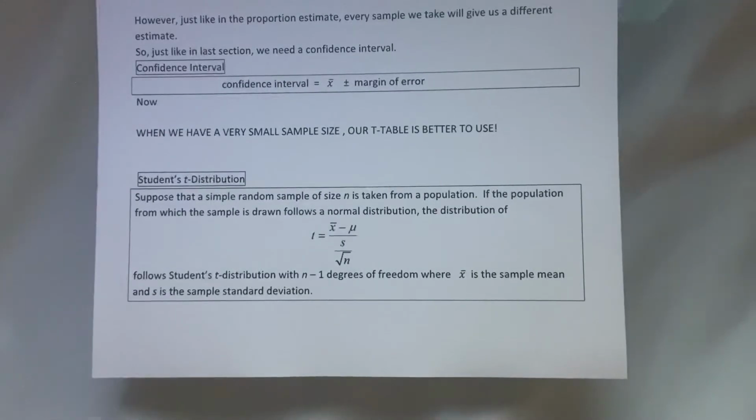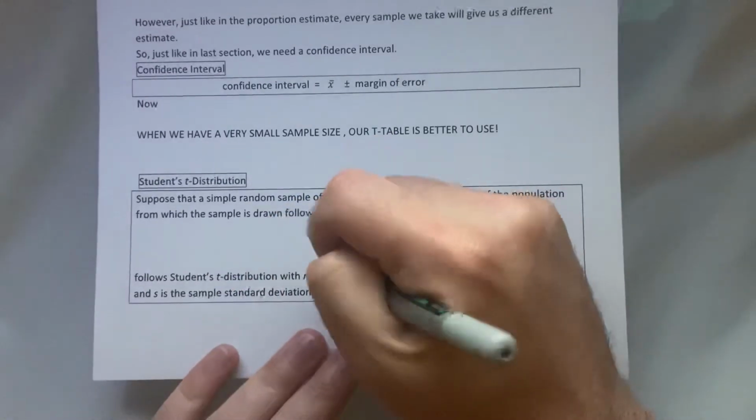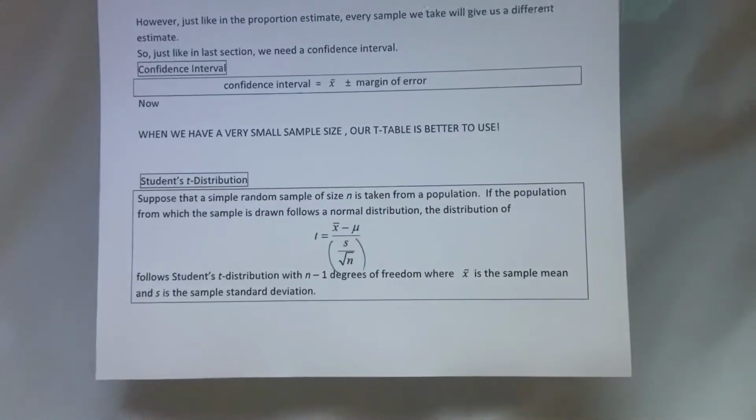Suppose a simple random sample of size n is taken from a population. If the population from which the sample is drawn follows a normal distribution, the distribution t equals x bar minus mu over, I'm going to put this in parentheses, s divided by the square root of n, follows Student's t-distribution with n minus 1 degrees of freedom, where x bar is the sample mean and s is the sample standard deviation.